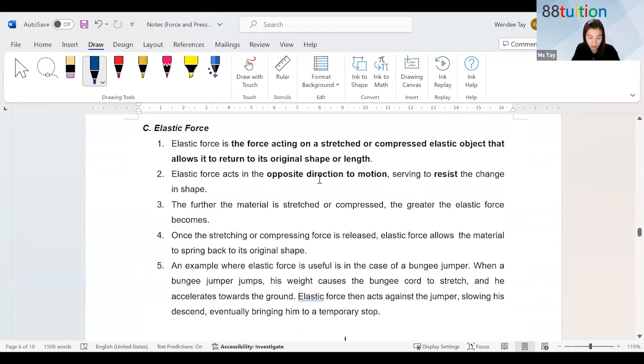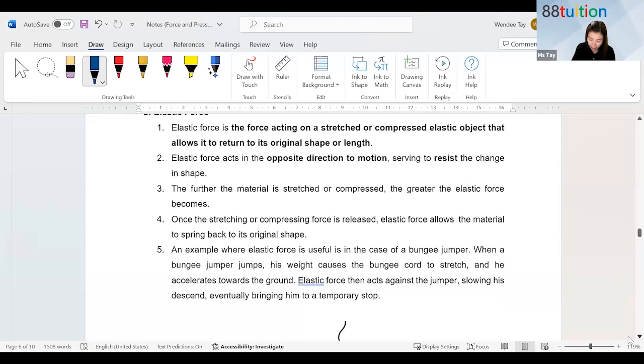Now, elastic force acts in the opposite direction to motion, so it will resist the change in shape. The further the material is stretched or compressed, the greater the elastic force. Once the stretching or compressing force is released, elastic force will let the material go back to the original shape. So this is something that we are also familiar with.